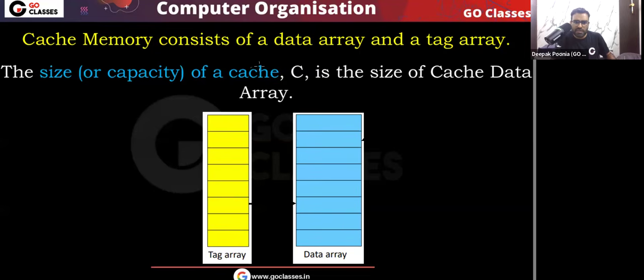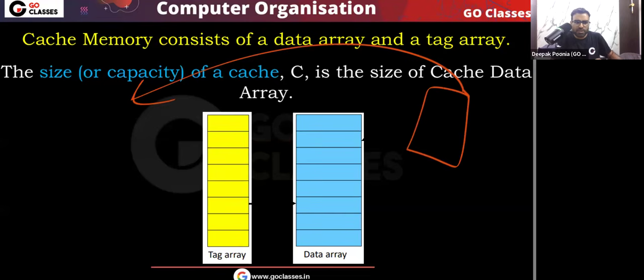But remember, when we discuss the capacity or size of cache memory, we only discuss the size of the data array. We do not include the size of the tag array. But if the question says to include the tag directory size also, then we will include it. Otherwise, we will never include it. And in this data array, we have the blocks that we fetch from the main memory. From the main memory, we take a block of data and put it in the cache memory.